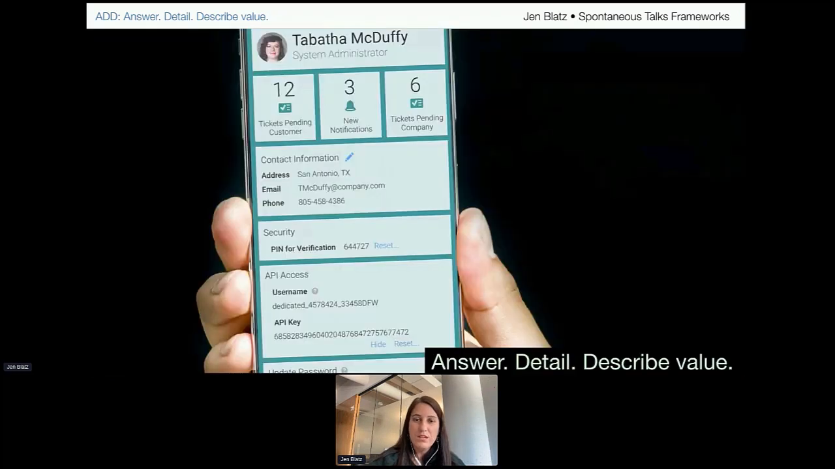So let me illustrate the ADD framework through an example. Let's say I'm presenting a design that I created on mobile and they asked, is this the right level of detail on a mobile device for this user? Yes, this design does provide the right level of detail on a mobile view.